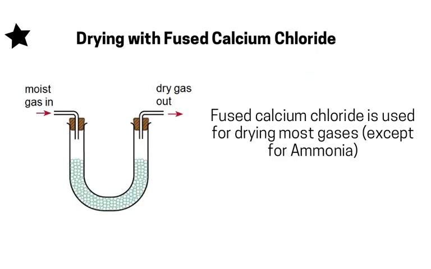Now the third drying method is using fused calcium chloride. Again, this method is used to dry most gases except for ammonia, because ammonia reacts with the fused calcium chloride.